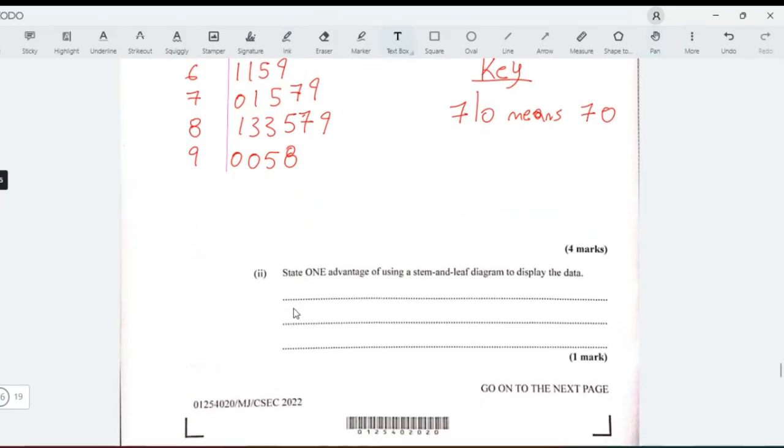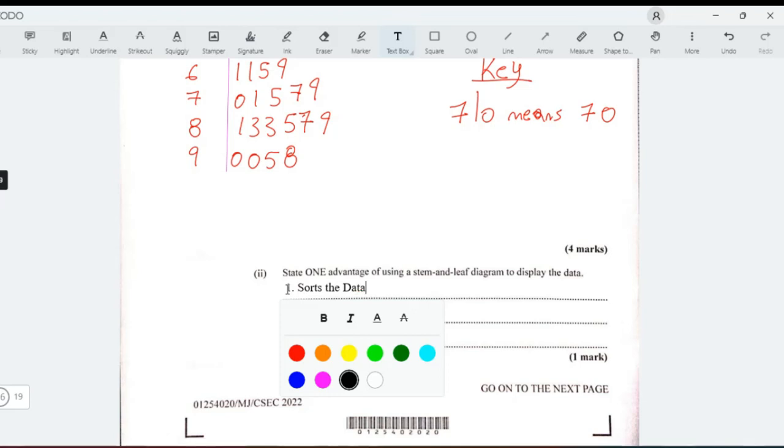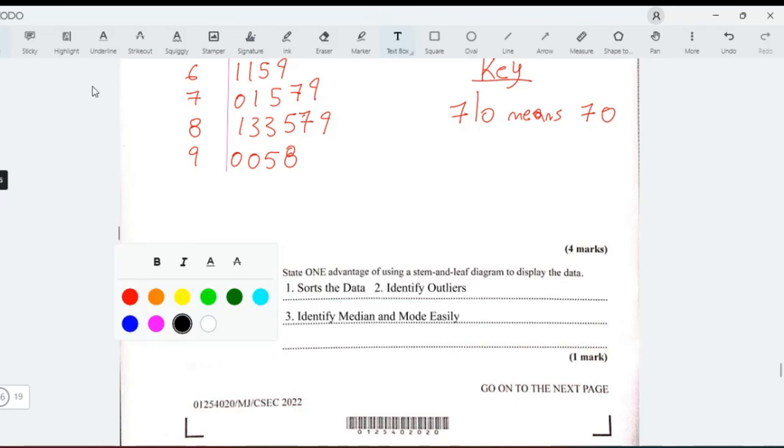Cool. Now it says state one advantage of the stem and leaf. The stem and leaf allows us to sort the data. That's one advantage. You could also tell them that the stem and leaf allows you to identify outliers, and to identify the median and mode easily. Those are three we can state off the top of our head easily.